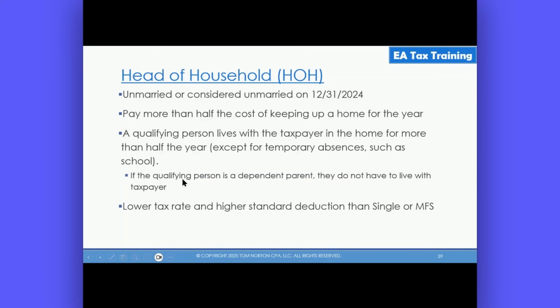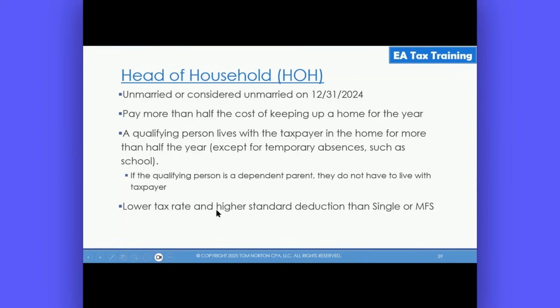Then also, it's important to note here, if the qualifying person is a dependent parent. So, head of household, it does not have to be your child that is living with you. It could be another qualifying person. That qualifying person could be your parent, who is a dependent of yours. The parent does not have to live with you in order for you to qualify as head of household. So, for example, the parent may live in a nursing home, and that's fine. That will still qualify for head of household as long as all of the other requirements are met.